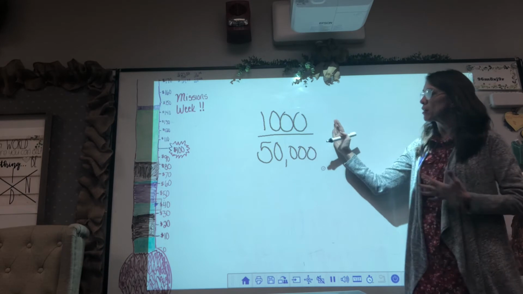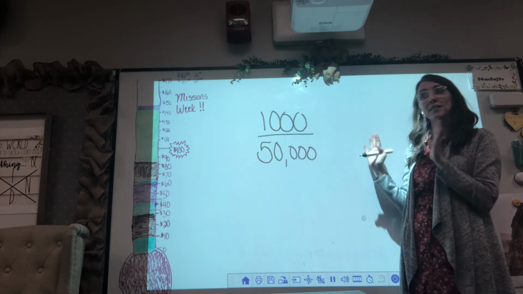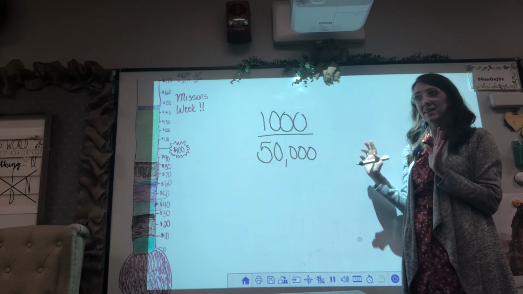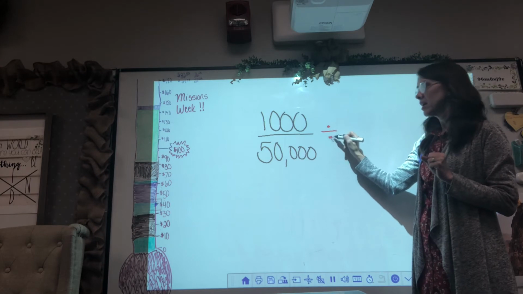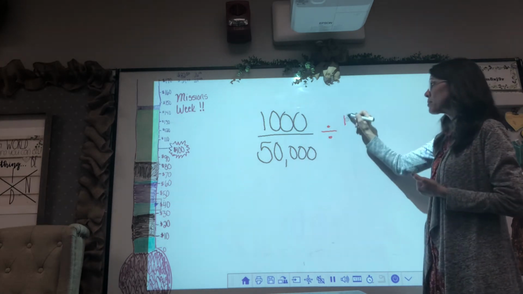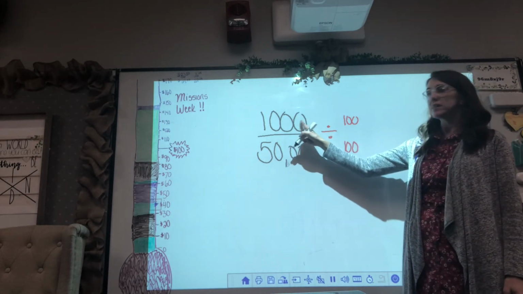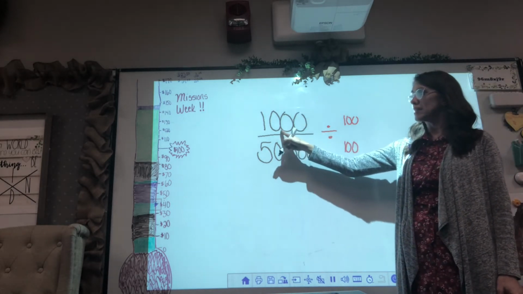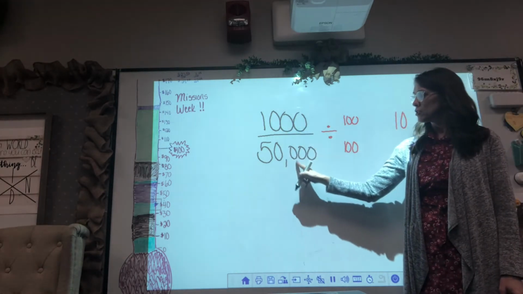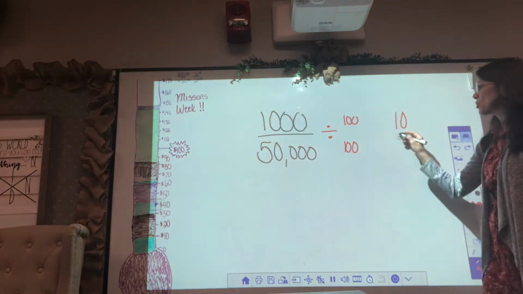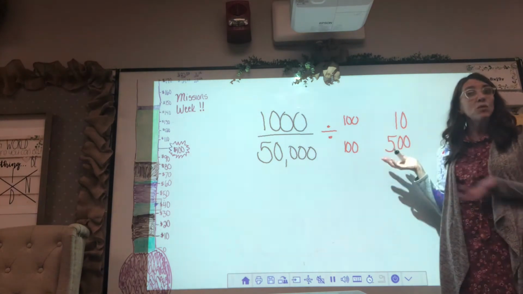Remember, in order to figure out an equivalent fraction, we decide what we're going to do to the top and the bottom, and it has to be the same thing. Okay, divide by 100. We're going to divide the top and the bottom both by 100. So if you take this divided by 100, what is it? You just move that decimal over once, twice, and you get 10. And you divide this by 100, 1, 2, you get? 100. So he decided he was going to divide by 100, and he got equivalent fractions.